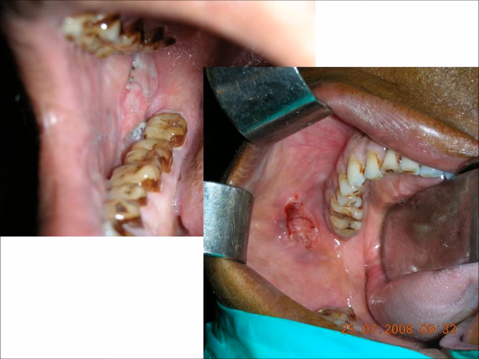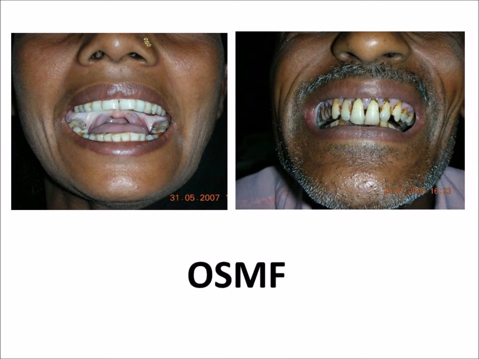Multiple white patches, take a gauze piece, everything gets rubbed off. This is not a leukoplakia, this is a candidiasis, and this is seen in immunocompromised people.